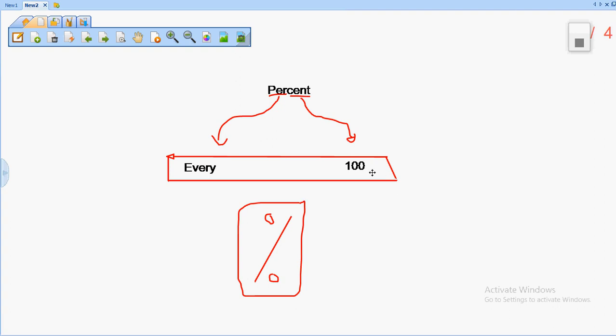Every what? Every 100. And usually it's denoted by a sliding line, one circle up and one circle down. So we know percent is every 100. Percent again is every 100.